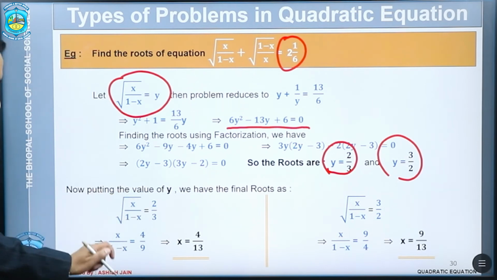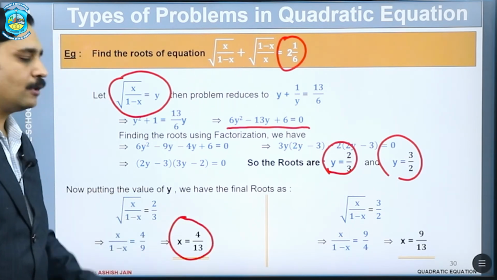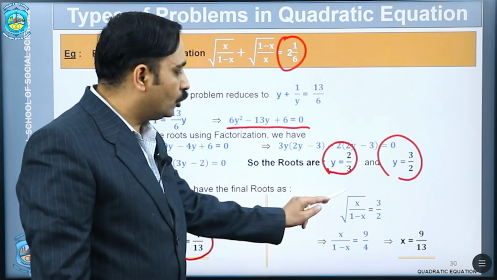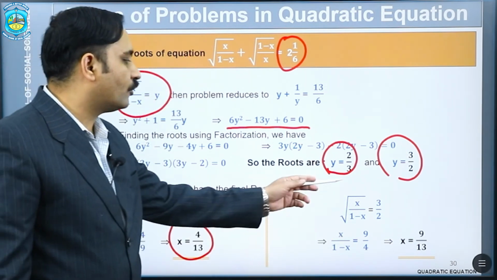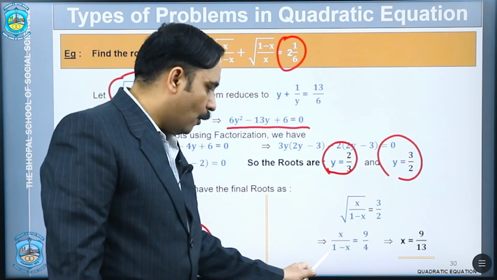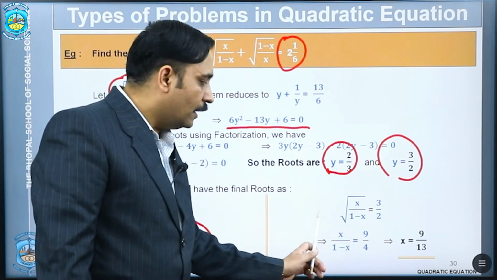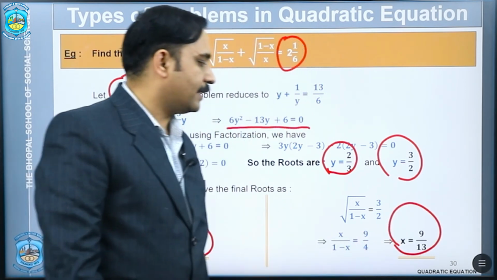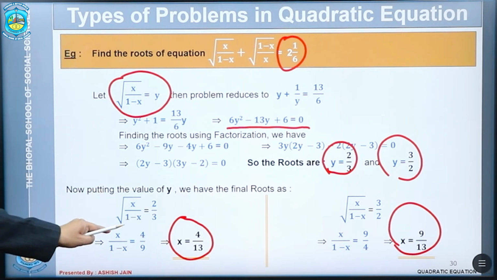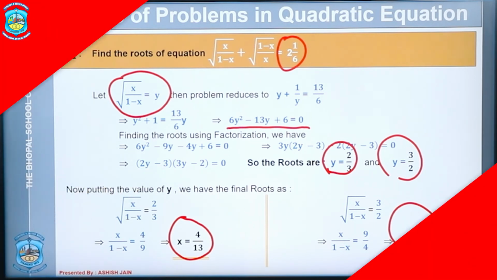On solving this further, we have the value of x as 4 upon 13. Similarly, in the second case, we equate under root of x upon 1 minus x to 3 by 2. So we have the equation x upon 1 minus x is equal to 9 by 4, that is, x is equal to 9 by 13. Hence, our two roots are 4 upon 13 and 9 by 13.